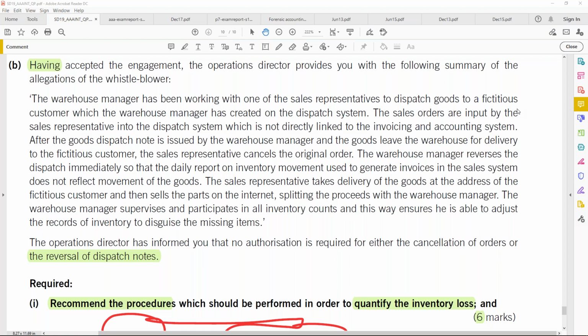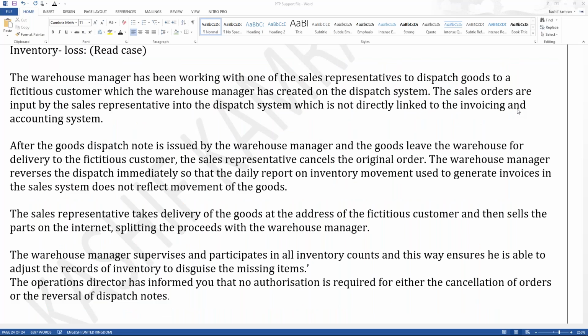I have brought the case onto my Word file. I hope you can see the Word file now. On my Word file, you can see the case has been copied and pasted here. I hope you can see it now.